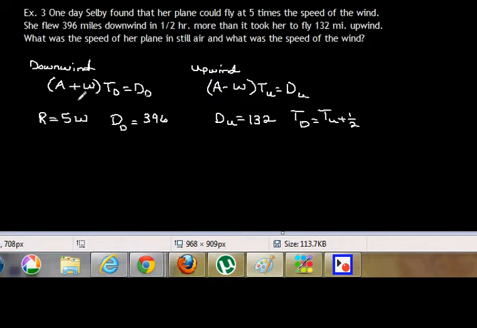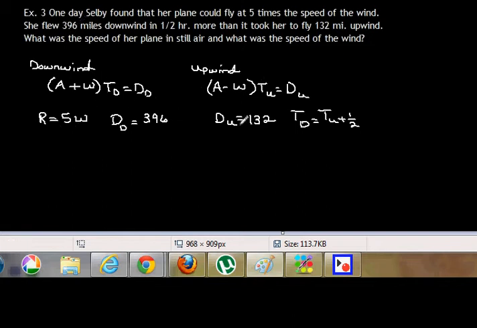So here we go. I told you, you have to replace the B for boat with A for airplane. So downwind is the airplane plus the wind, because the wind's going to be pushing her, times her time equals the distance downwind. And then this is going to be the speed of the airplane minus the speed of the wind, and that will be time upstream equals the distance upwind.